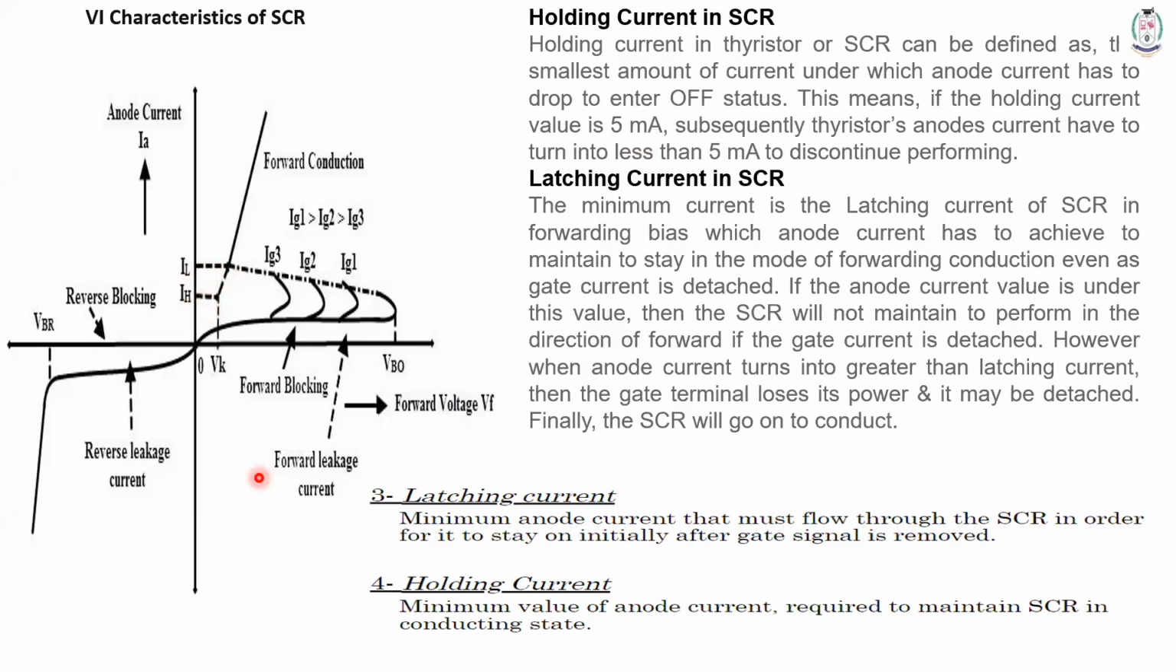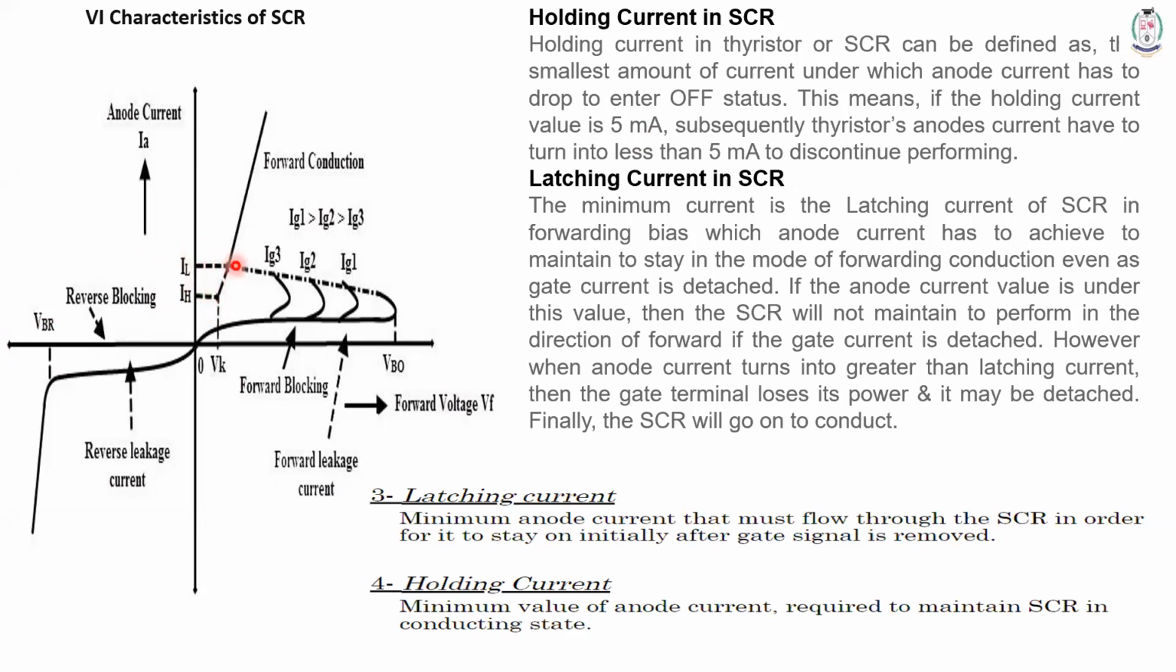But what is latching current? I told you while describing SCR, we have to know SCR has a controlled turn on. That means I can turn on with control, but I don't have any control on turn off. So controlled turn on and uncontrolled turn off. So what happens now? What is latching current? Kindly note down.